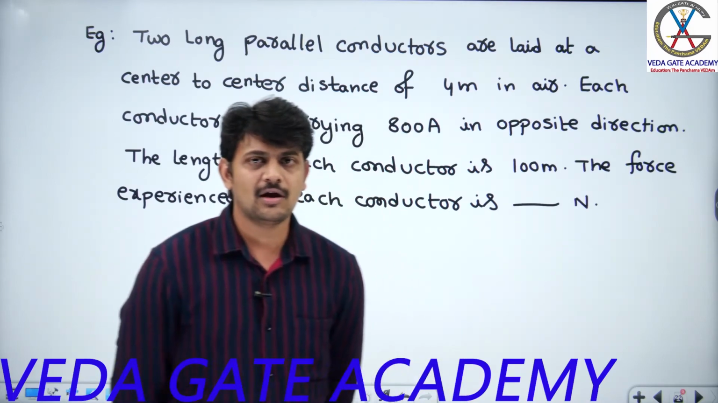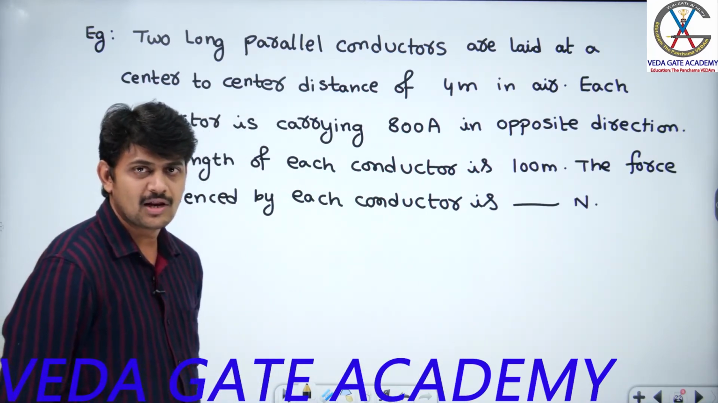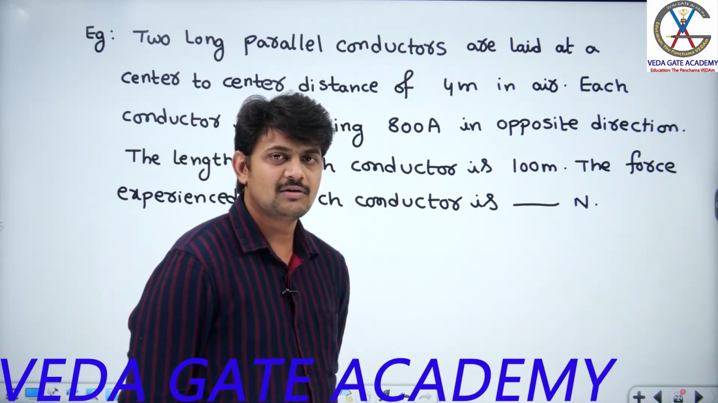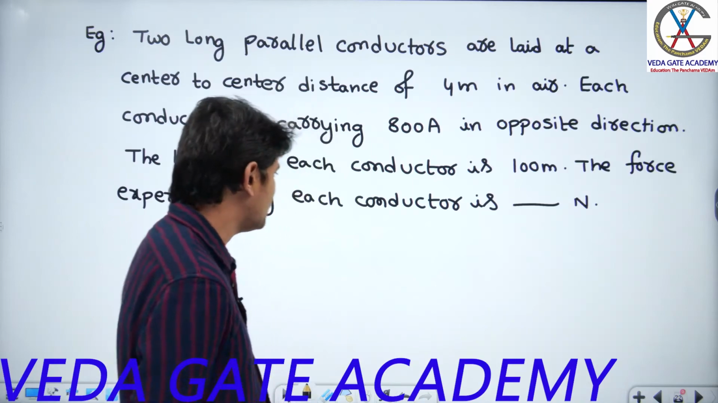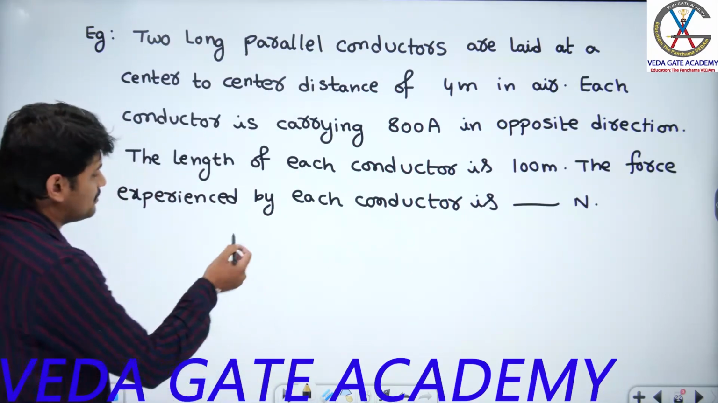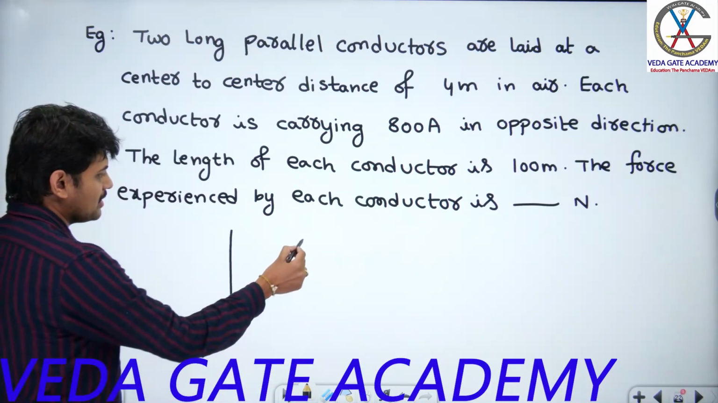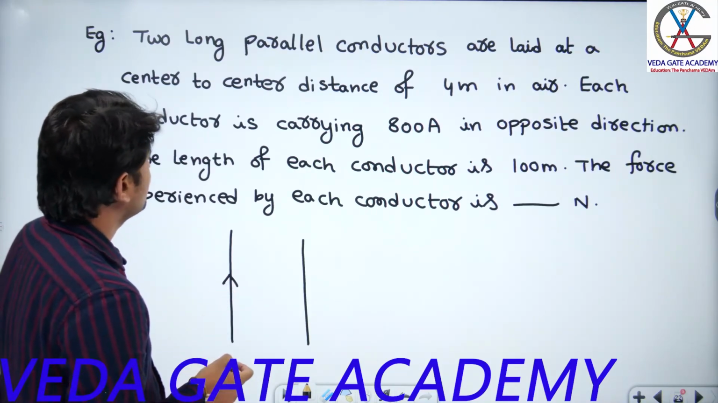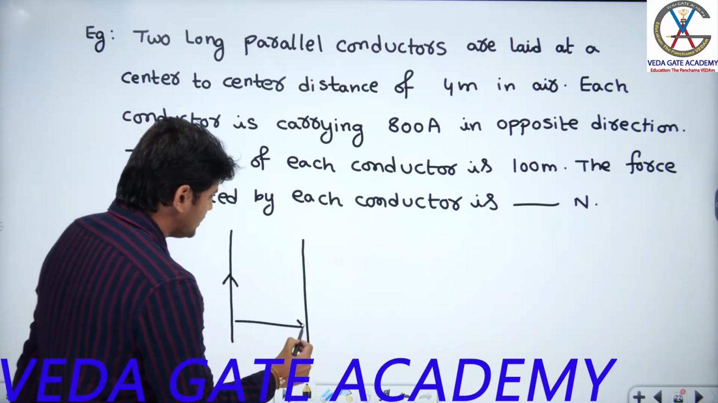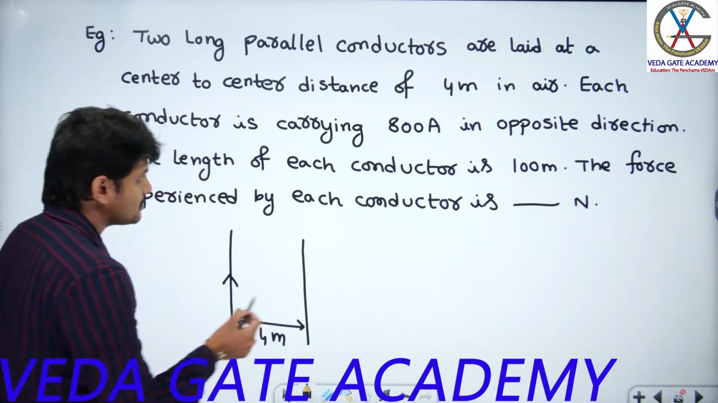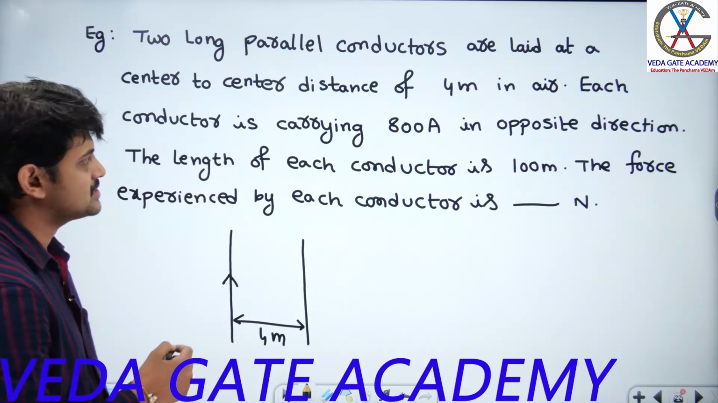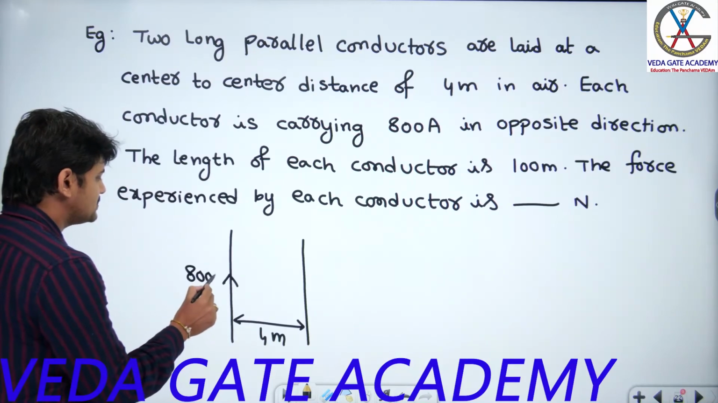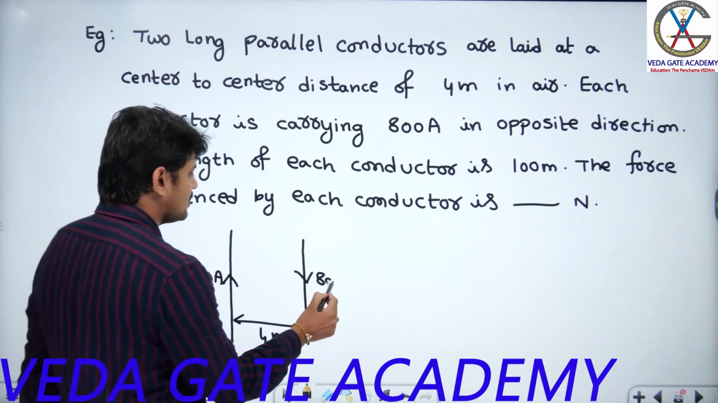Now we need to understand how much force is going to act, and we have derived the formulas for the force acting on each conductor by the flux linking with the other conductor's current. So here we have two parallel conductors carrying current, kept at a center to center distance of 4 meters, in air. Each conductor is carrying 800 amperes in opposite direction. That means this one carries 800 amperes, whereas this one carries 800 amperes in the opposite direction.